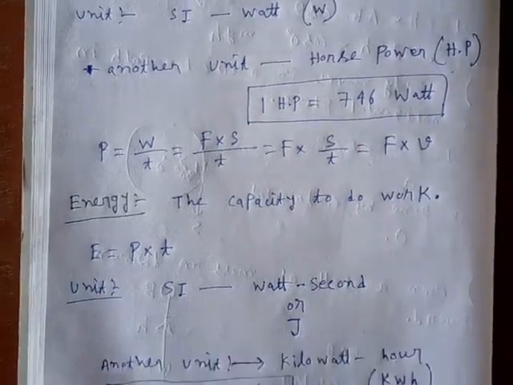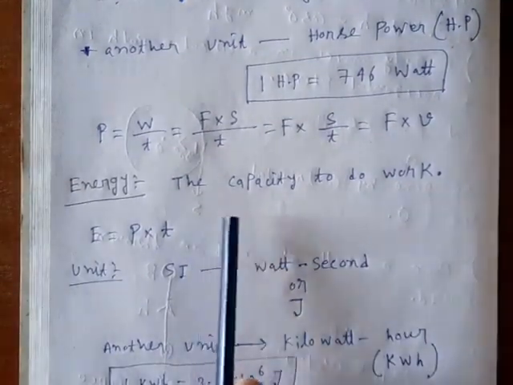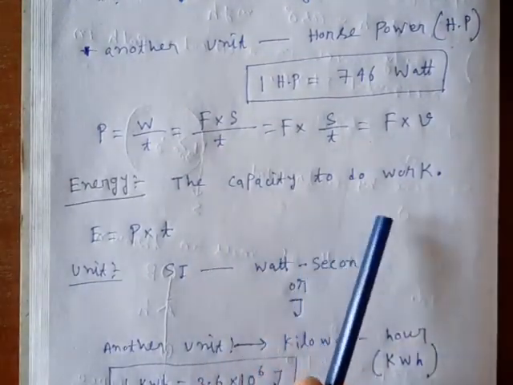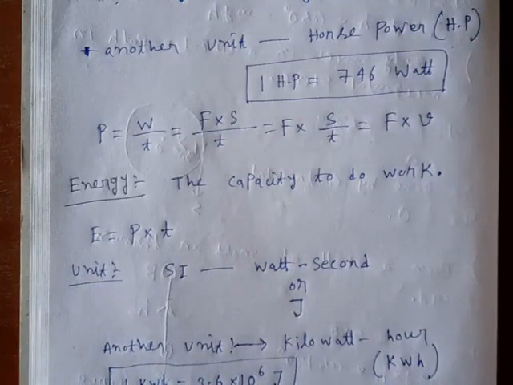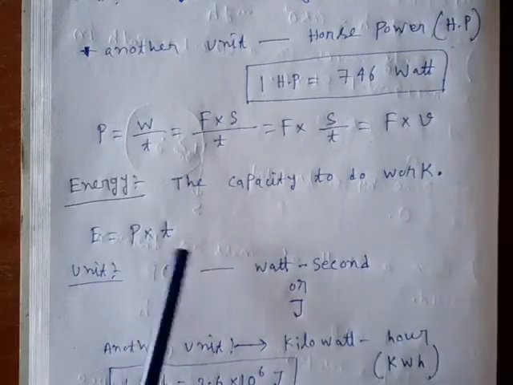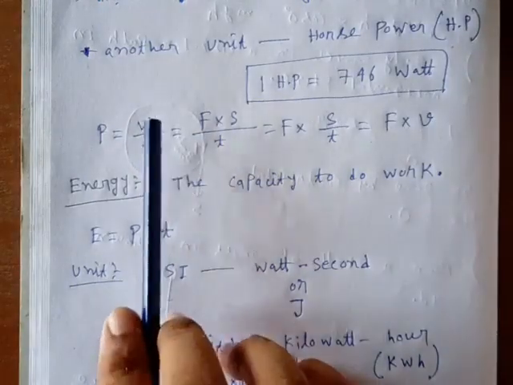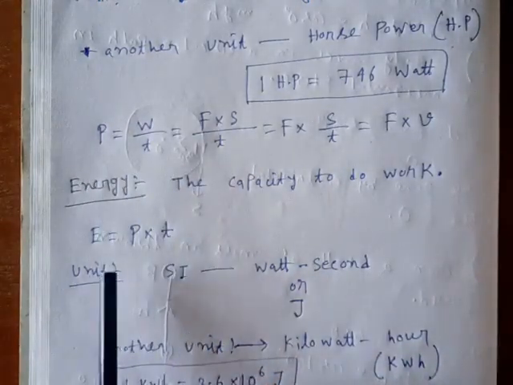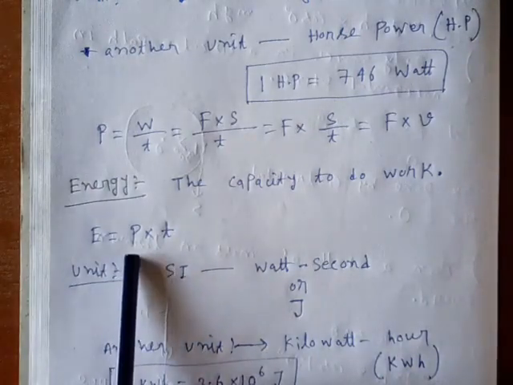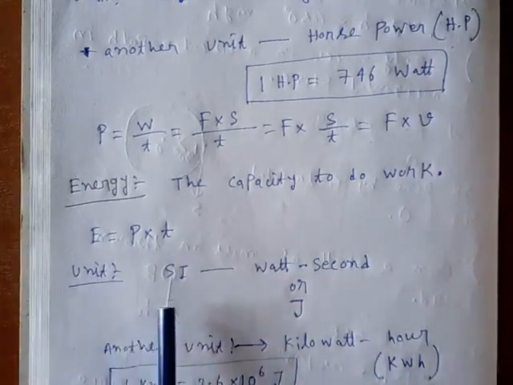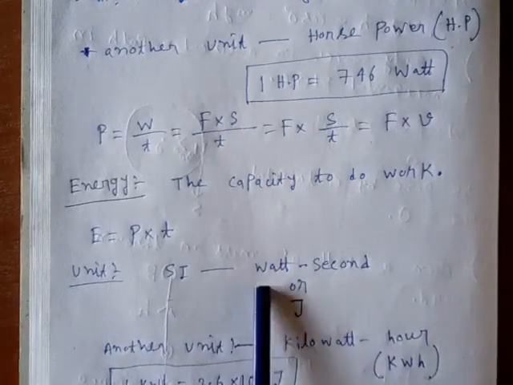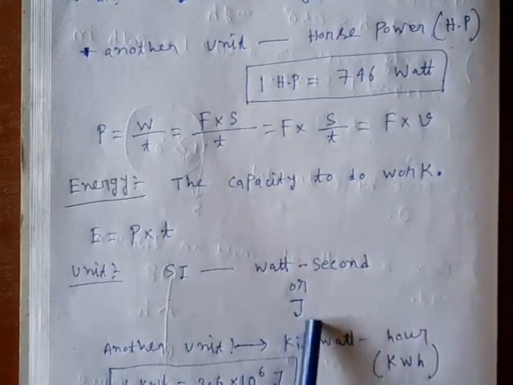Now move to energy. What is energy? Energy is the capacity to do work. Suppose a machine has more energy if it is capable of doing more work. So work and energy are proportional. Now we know power is given by W divided by T, so W is given by power multiplied by T. So energy can also be written as power multiplied by T. Now the SI unit of energy is watt second, or it can be written as joule.